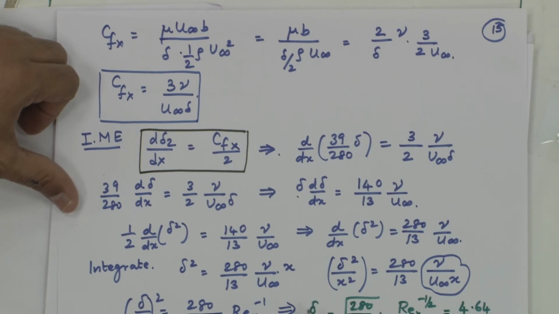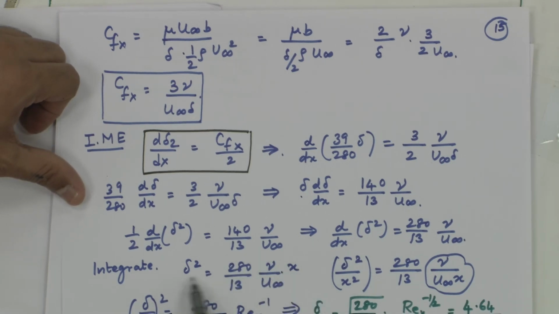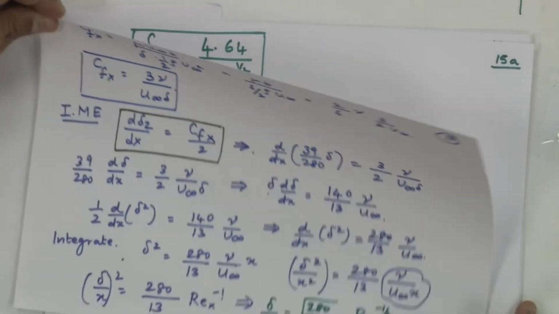On separating the variables and performing one integration, we get delta squared is equal to 280 by 13 times something which looks like the Reynolds number, which on a little bit of manipulation, multiplying and dividing by x squared, gives delta by x the whole squared equal to 280 by 13 Re to the power minus 1. Taking square roots, the square root of 280 by 13 comes out to be 4.64. And this is so beautiful: the exact solution was 5, similarity gave something close to 5, and this integral method gives me 4.64.